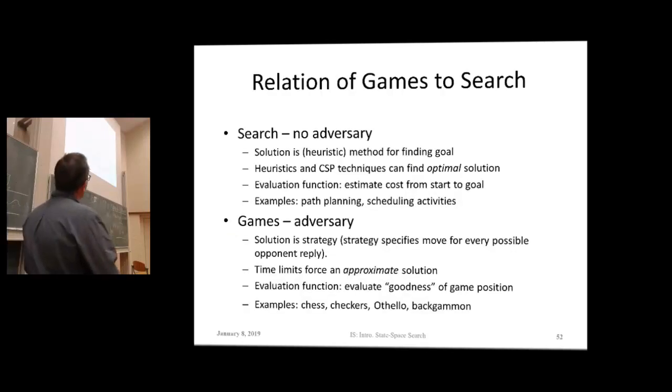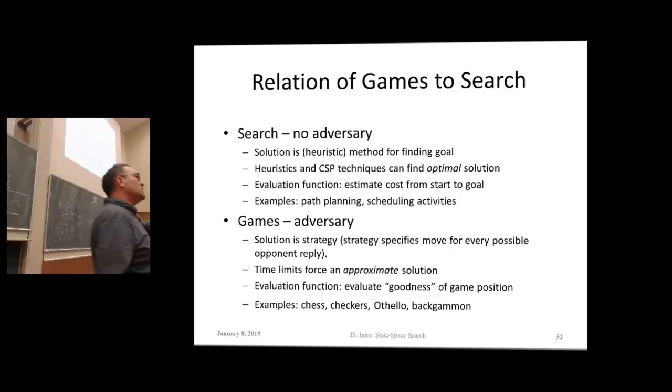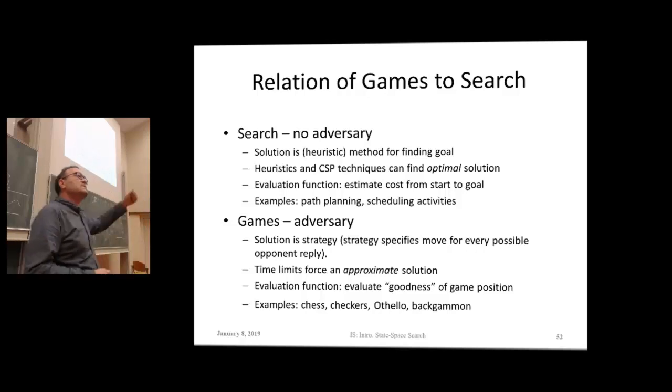So what is the relation to the classical search that we've been talking about? In search, we didn't talk about an adversary at the moment. It's just a heuristic way of ordering our states in order to find an optimal solution. And now we need to come up with a strategy that tells us what I should do in case my opponent does his best possible move.